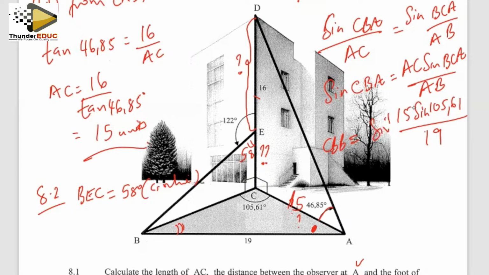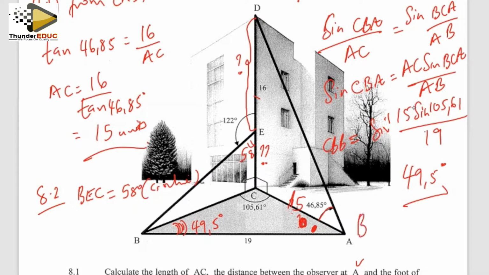Shift sine of this entire thing. Let me punch this to see if we have the same answer. So that is 15 times the sine of 105,61, close that bracket, over 19. I'm getting 49,495, which is 49,5. Which means this angle here is 49,5. Then I can find this angle using the angles in the triangle.